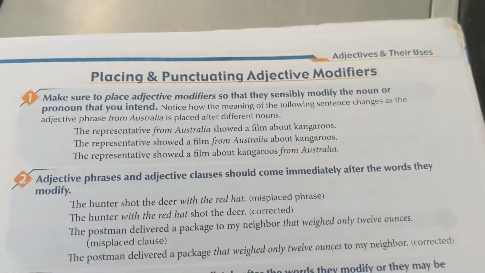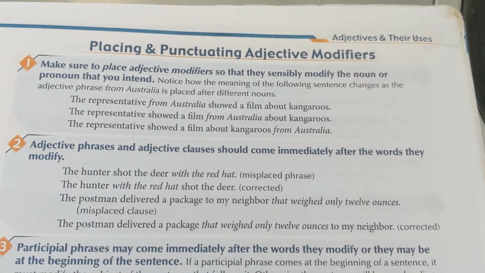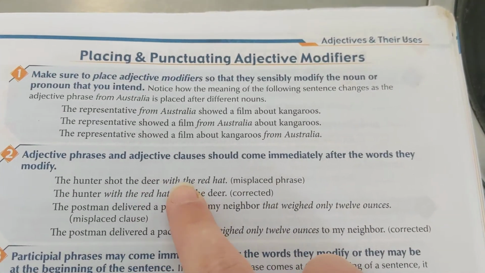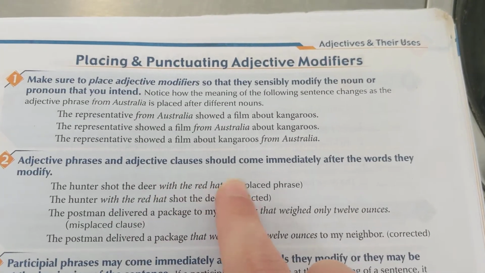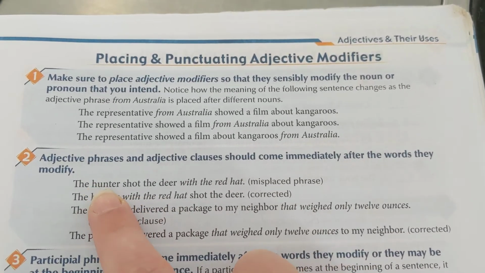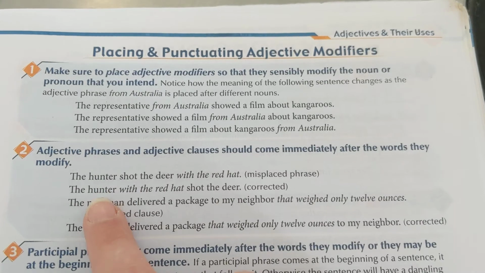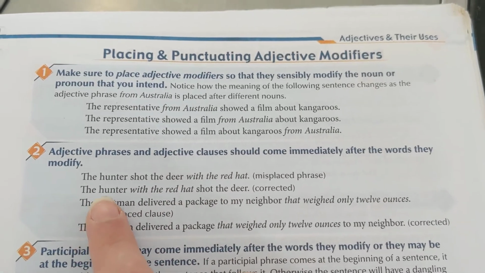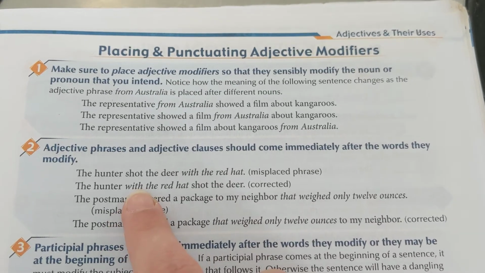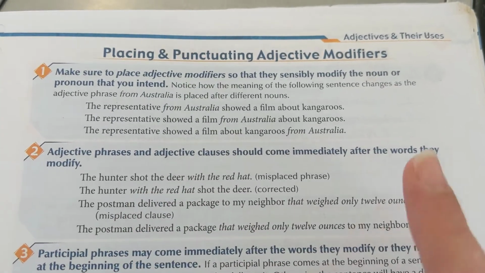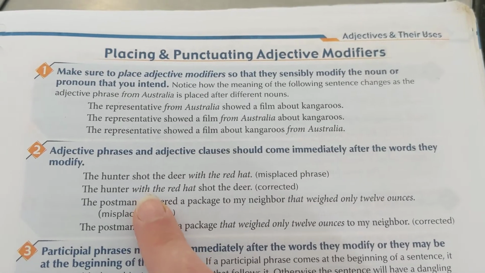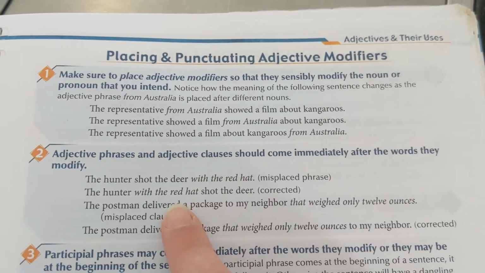Okay, do deer wear red hats? No? Well, that's what that sentence is saying, right? It's saying the deer with the red hat. What word do you think "with the red hat" is trying to describe? Right, hopefully you said hunter, so it should read, in your second example, "The hunter with the red hat shot the deer." Does that make a lot more sense? Yes. Now, little hunting tip for you. You probably don't want to wear a red hat when you're hunting, or they're going to find you. But that's beside the point.